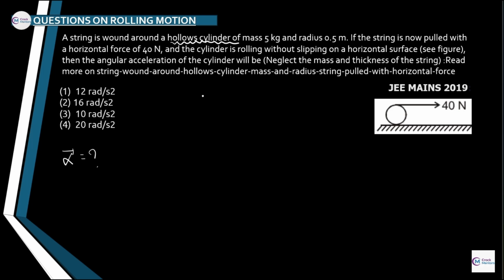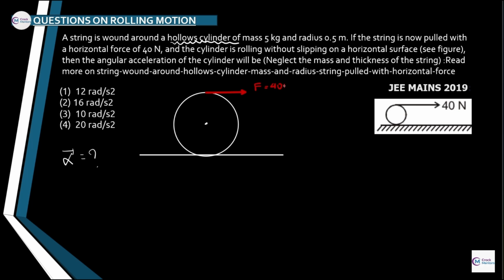What he is basically trying to explain, let us make the diagram. Okay, this is the diagram. Here we have the center of mass point. There is a force applied on this point, which is 40 Newton. And it is also moving with some alpha.